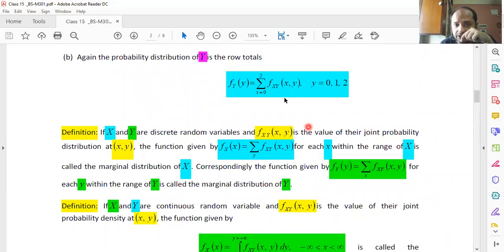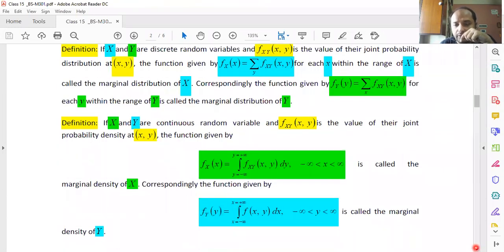We have already understood what the discrete case is. For the continuous case, the same thing will be written. You already have the idea that in the continuous case, the summation is replaced by integration. So when we are calculating the marginal distribution of capital X, we are integrating the joint probability function from minus infinity to plus infinity. And when we are calculating the marginal distribution of Y, we are integrating the joint probability function.